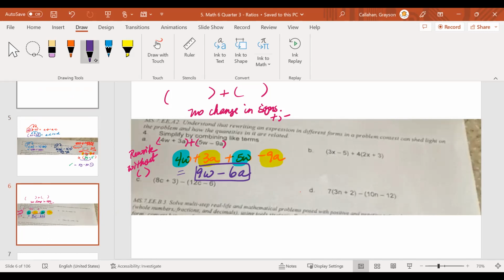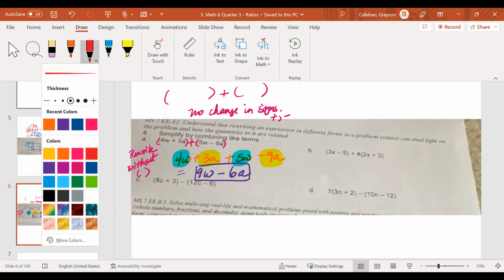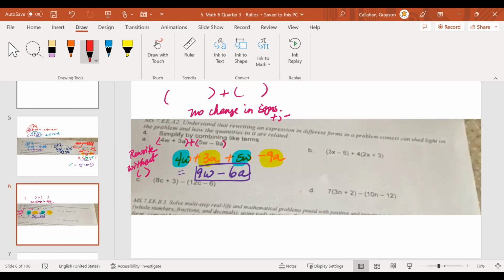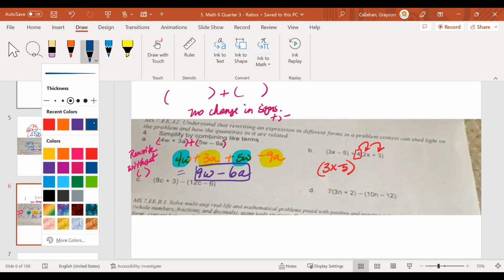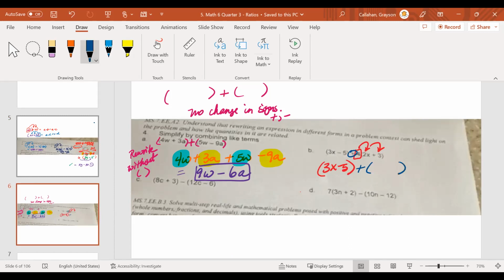Take a look at B. With B, how is it different than A? How is that different than A? Do you see the 4 right here? You will need to distribute that first, okay? So then you have 3x minus 5. Nothing changed there, right? You still have the plus sign right here, so put the plus sign right there. 4 times 2x is 8x. 4 times 3 is 12.